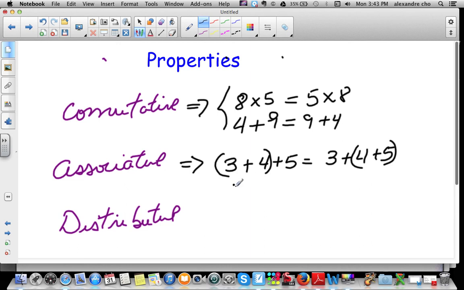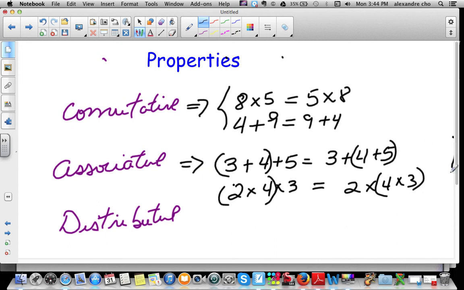So it also works for multiplication. So you can get 2 times 4 times 3, and you can put parentheses around 2 and 4, which means you're going to do those two first. It's the same thing as multiplying 2 times parentheses 4 times 3. Okay? The order in which you group them to add or multiply first does not change the sum or product.